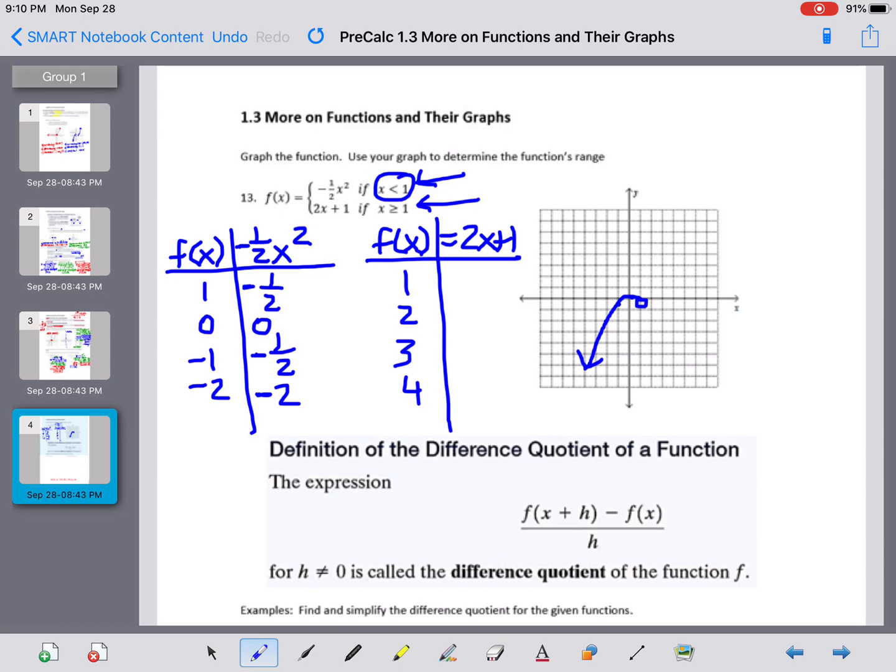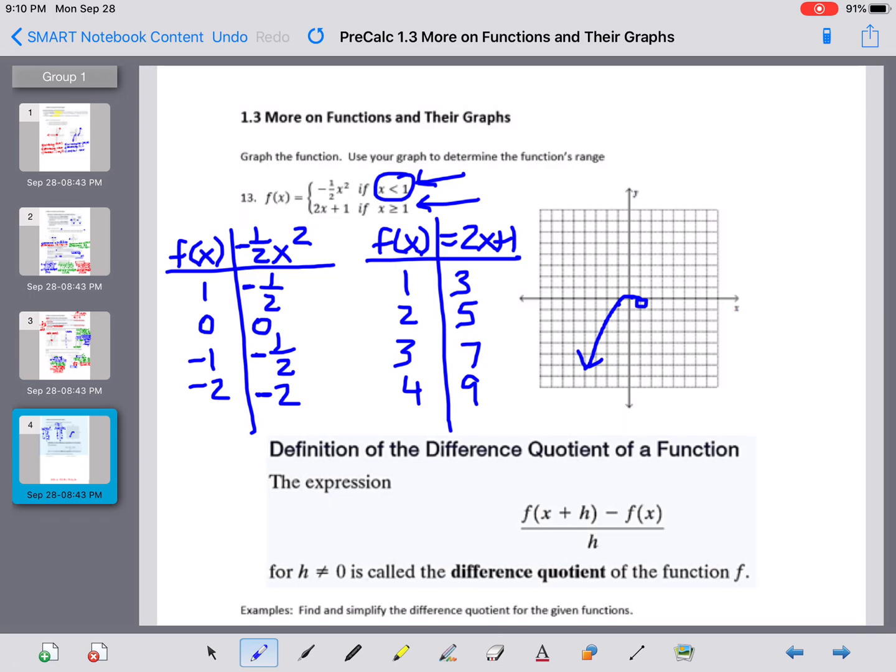Okay, on to my second part. That's my second piece of this piecewise function. Plugging them in. 2 times 1 is 2, plus 1 is 3. 2 times 2 is 4, plus 1 is 5. 2 times 3 is 6, plus 1 is 7. 2 times 4 is 8, plus 1 is 9.